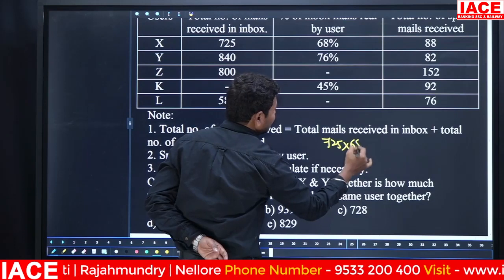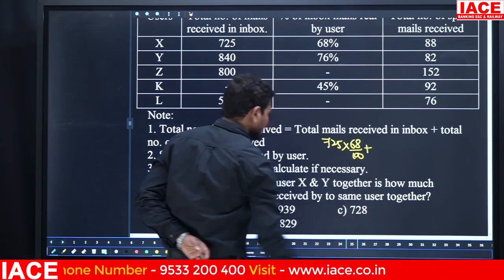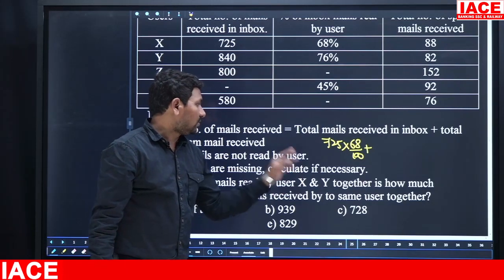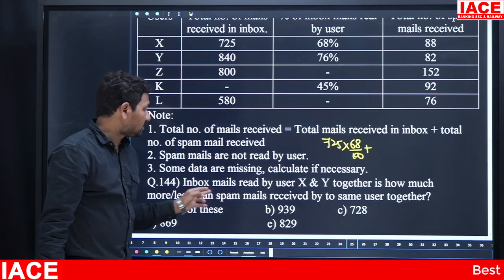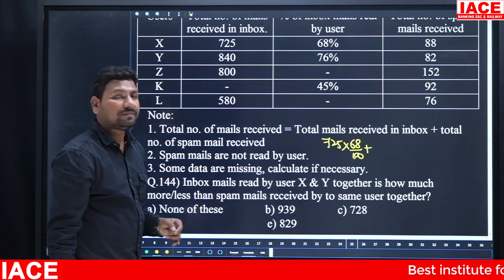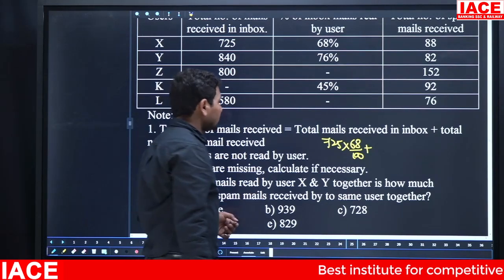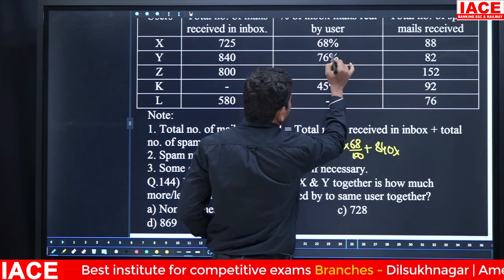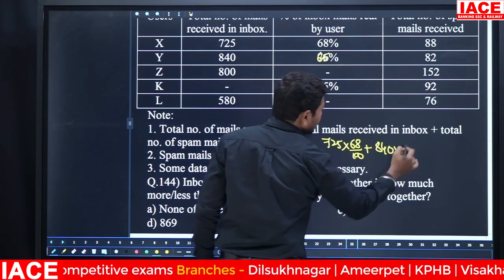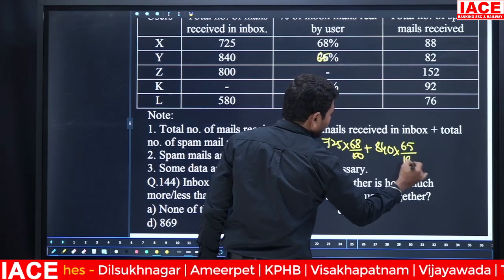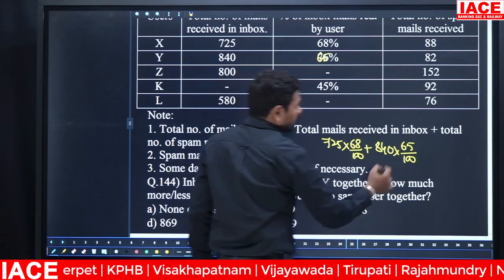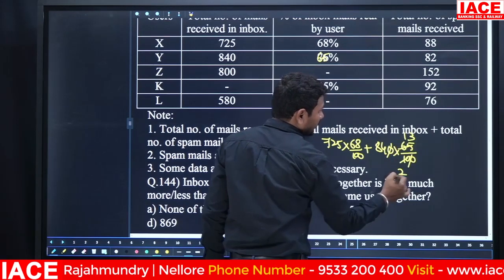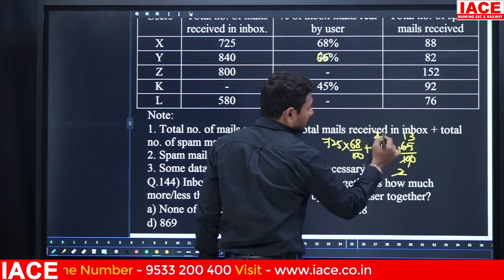68 percentage required. 68 by 100 plus inbox mails read by user X and Y together is how much more or less than the spam mails received by same user together. Here 725 into 68 by 100, in this 840, this is 65 basically, it is a 65 percentage, 65 by 100, and cancel the values here. Here 0 will be cancelled.